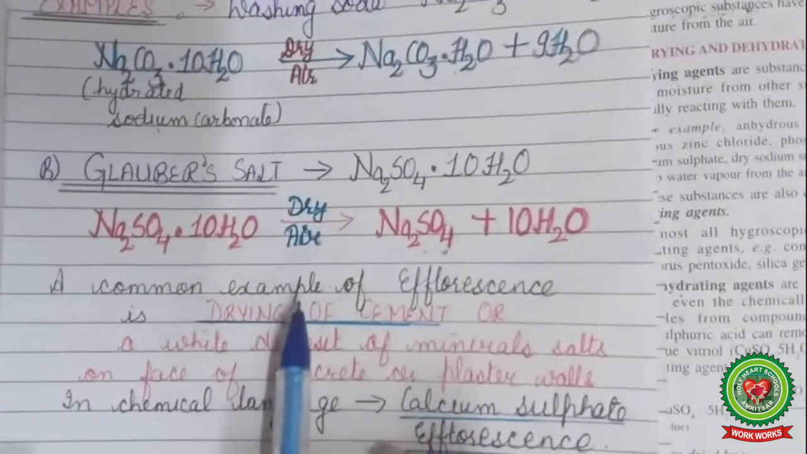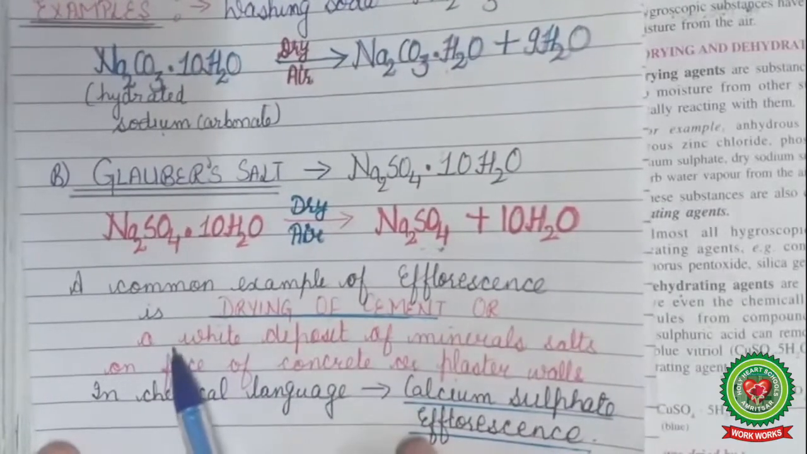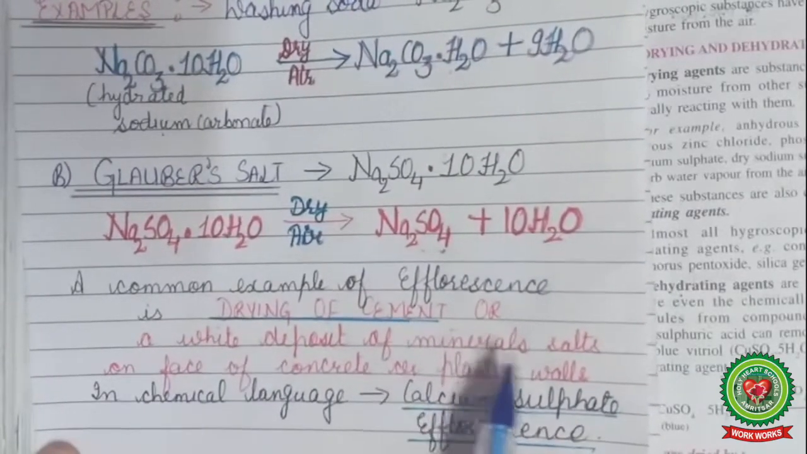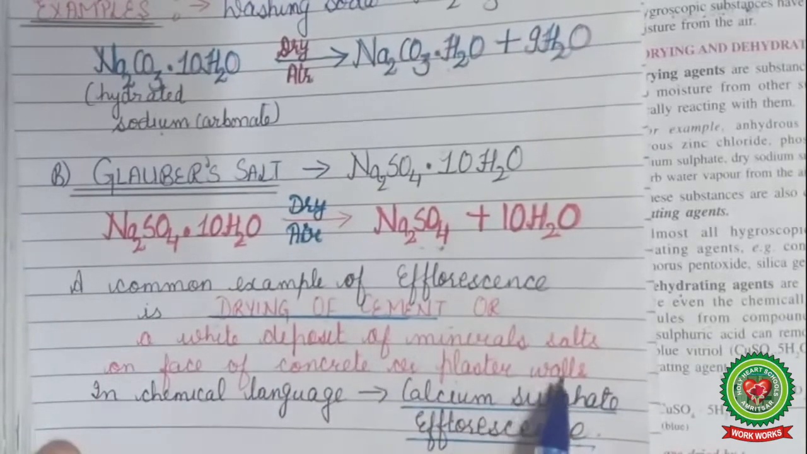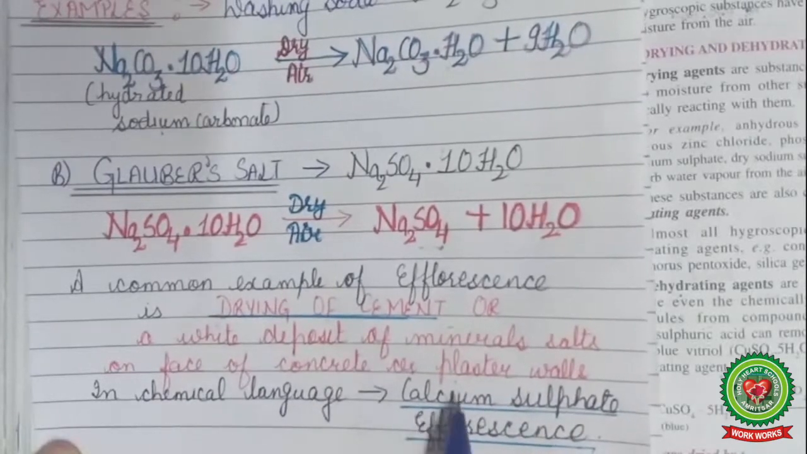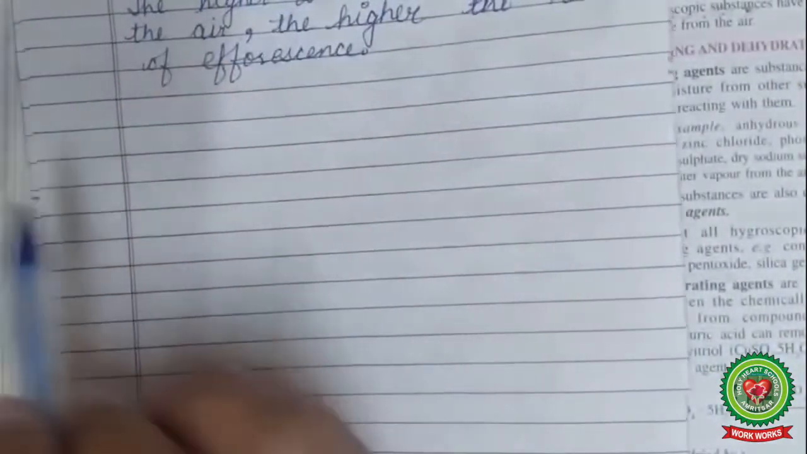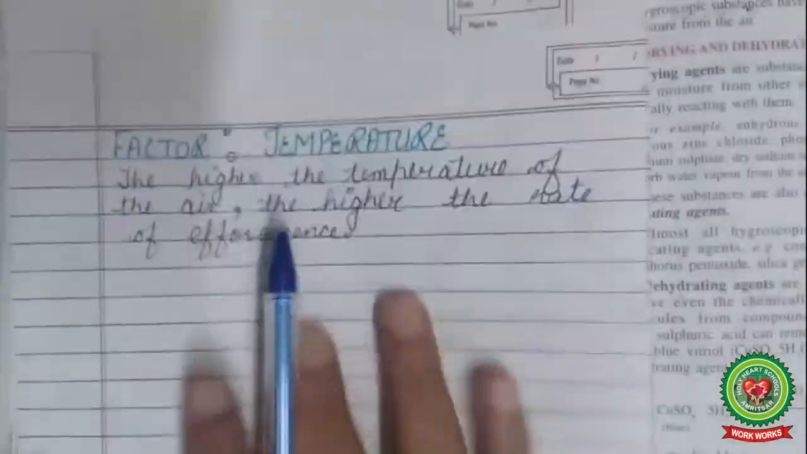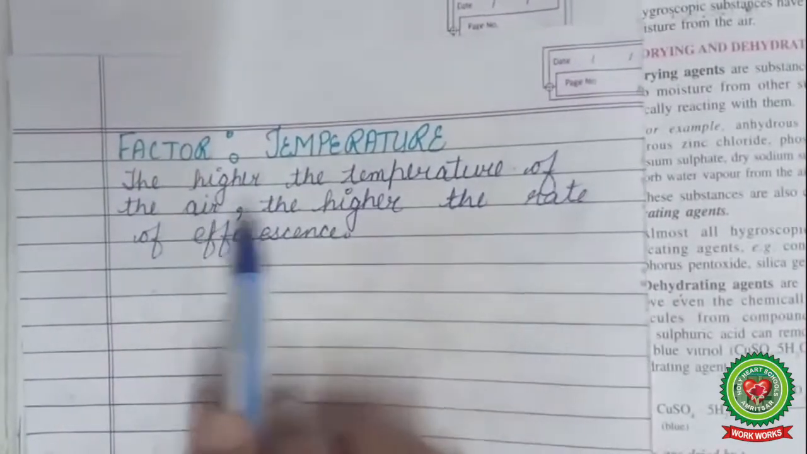A common example of efflorescence is drying of cement or a white deposit of mineral salt on the face of concrete or plaster walls in abandoned buildings. In chemical language, it is known as calcium sulfate efflorescence. So here come the factors on which efflorescence depends, that is temperature. The higher the temperature of the air, the higher the rate of efflorescence.